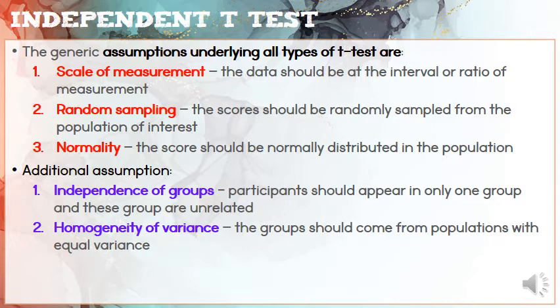Macam saya cakap tadi, compare between two classes, Kelas A dan Kelas B. Your participant tidak boleh ada dalam kedua-dua grup. Dia mesti hanya ada dalam salah satu grup sahaja. Participant in each group adalah berbeza. And the second one is homogeneity of variance. So the groups should come from population with equal variance.